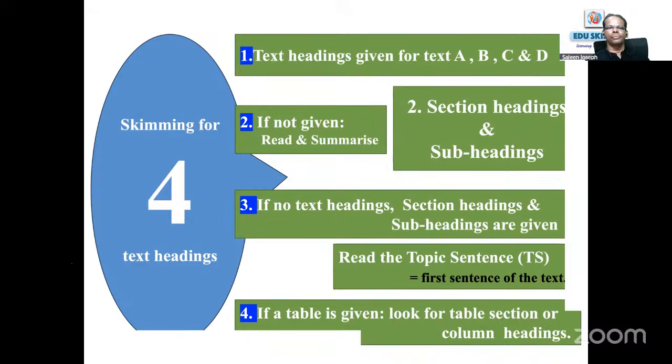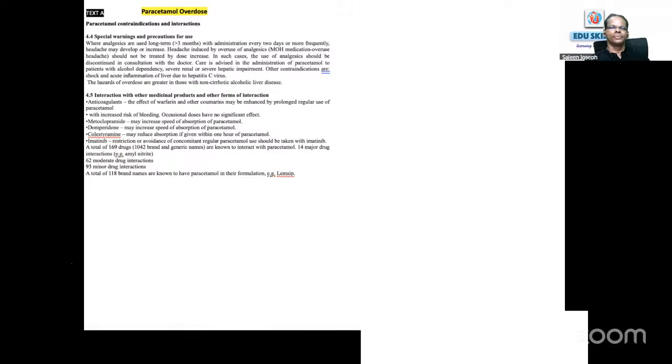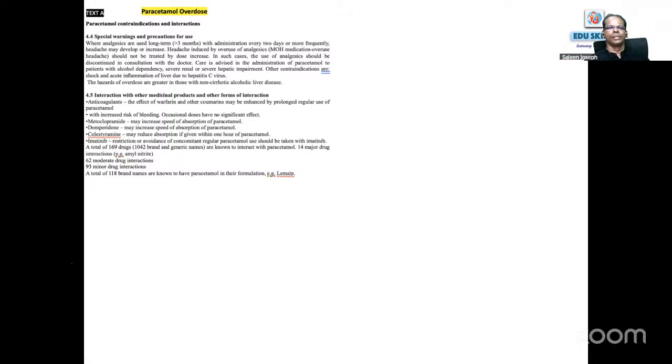Okay, section A. What is the heading? Text A. Paracetamol overdose is the title or the main heading. What is the text heading? Text A: Paracetamol contraindications and interactions. Now, what are the subheadings? Special warnings and precautions for use. Interaction with other medicinal products and other forms of interaction.